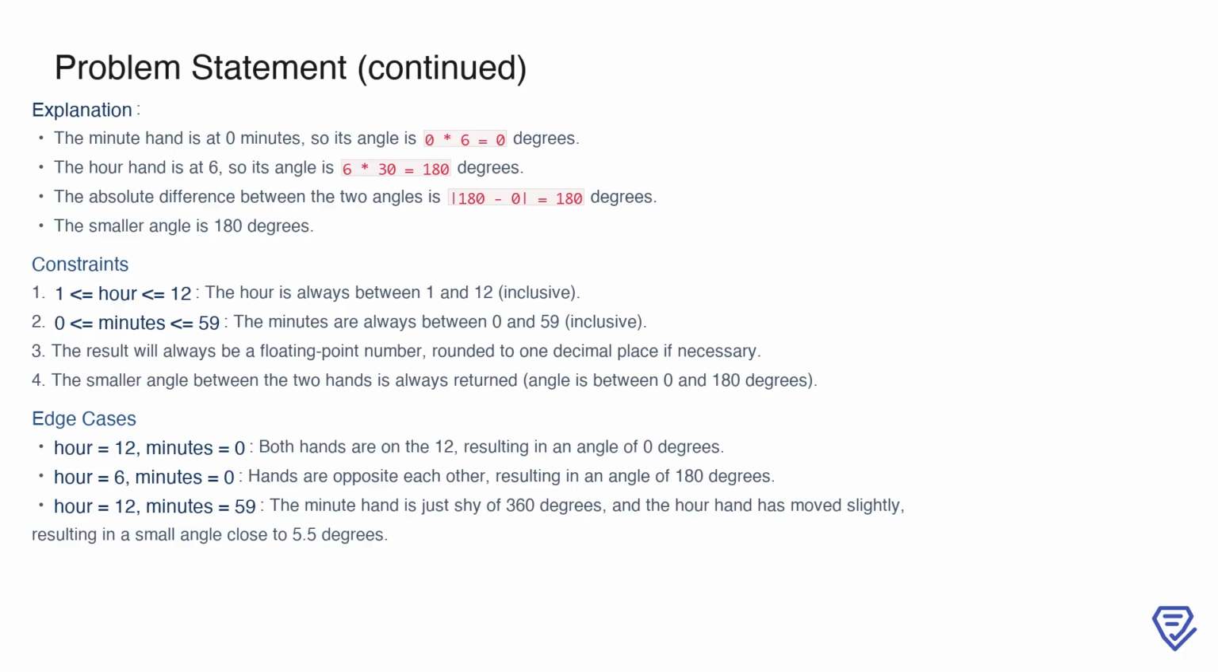To summarize, the problem has constraints ensuring valid hour and minute inputs, and the result is always a floating point number rounded to one decimal place if necessary. Edge cases include scenarios like both hands overlapping at 12 o'clock, resulting in an angle of 0 degrees, or hands being opposite at 6 o'clock, resulting in an angle of 180 degrees. These considerations help ensure the solution handles all possible inputs correctly.